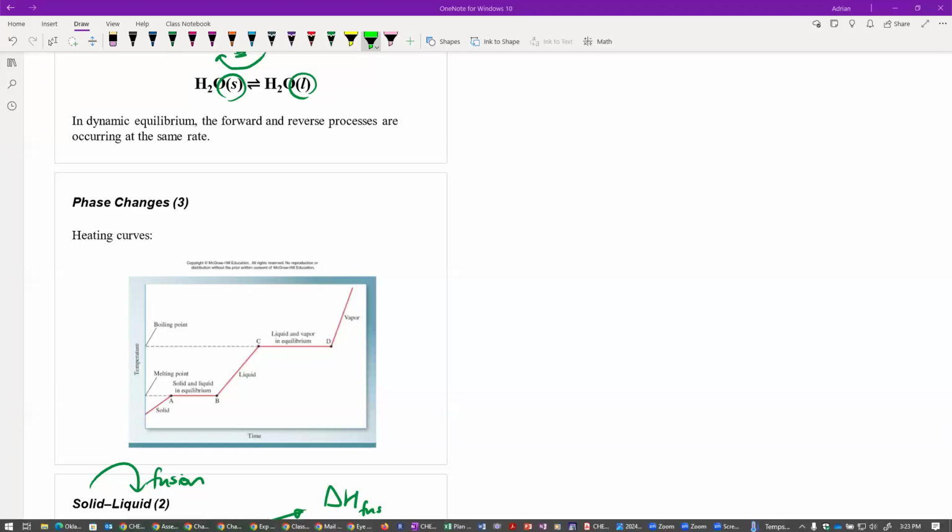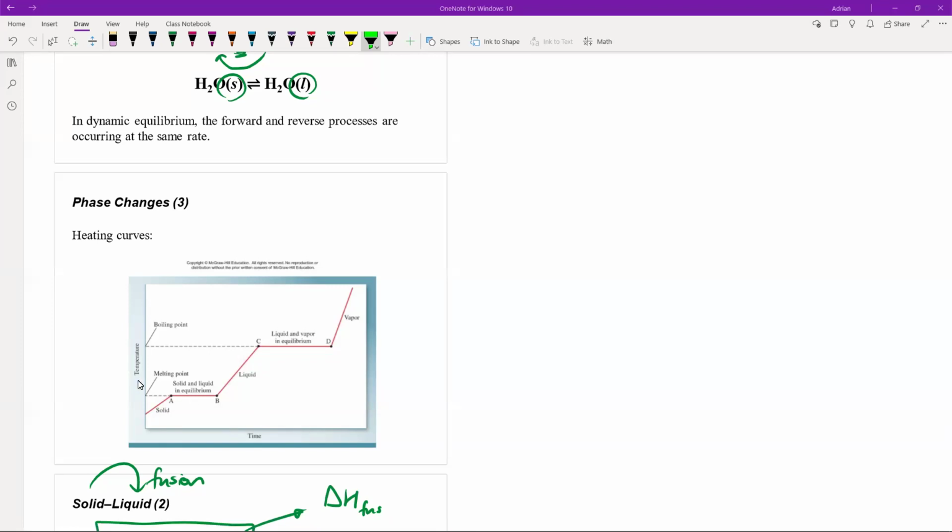Okay, so let's take a look at how we can summarize now and put all of these different terminologies, the names, as well as the energy changes in one diagram. And we're going to talk about what are known as heating curves. And then you will also see cooling curves as well. Cooling curves are just going to be the exact opposites of these heating curves.